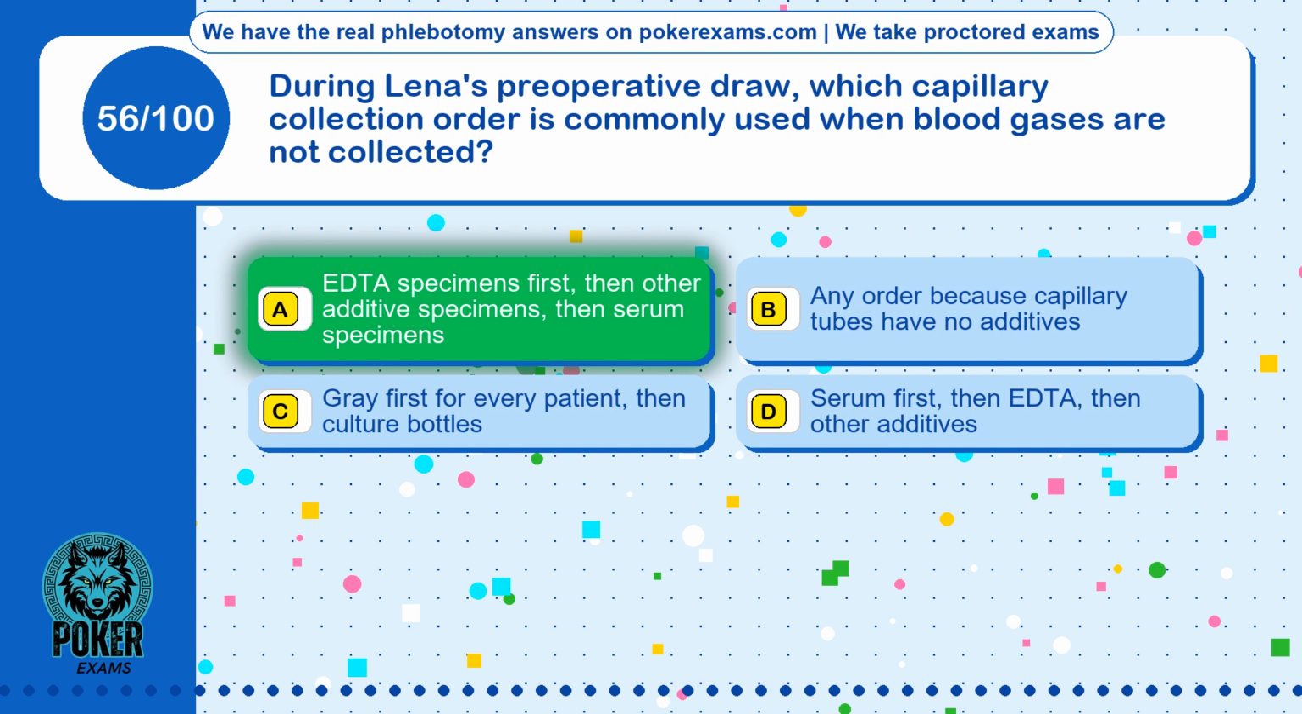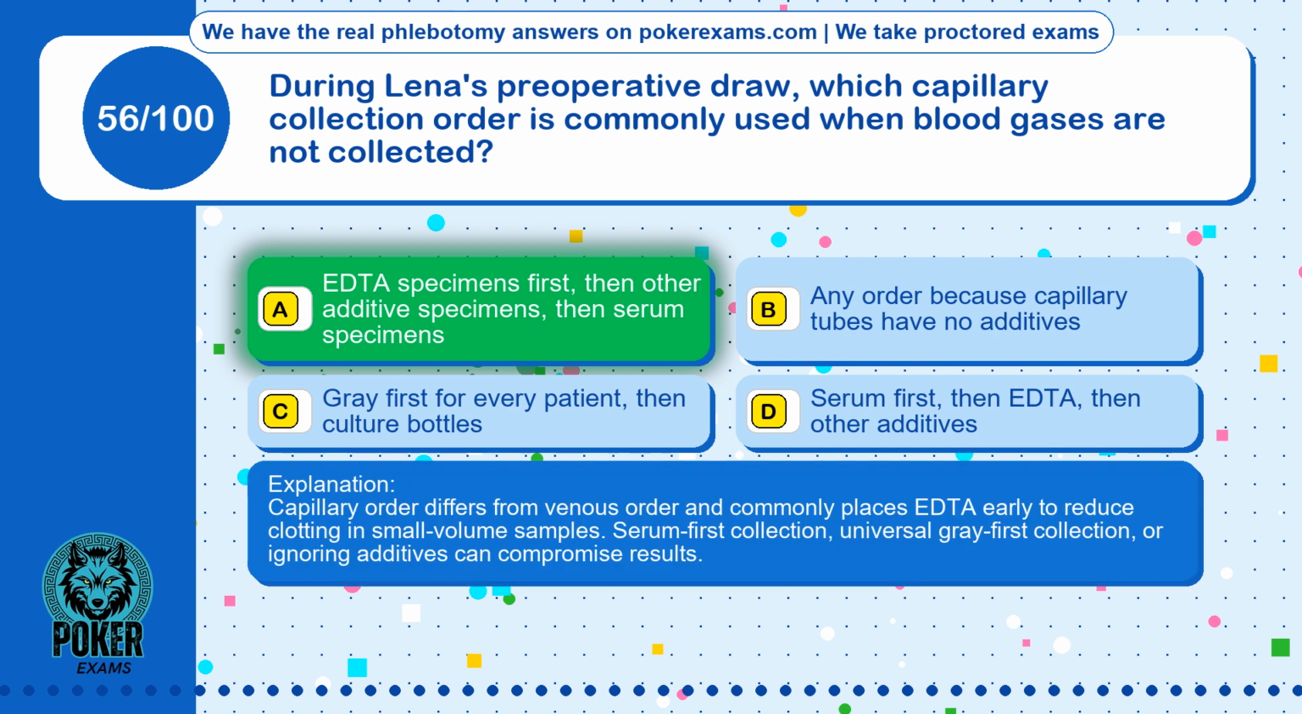The correct answer is option A. EDTA specimens first, then other additive specimens, then serum specimens. Capillary order differs from venous order and commonly places EDTA early to reduce clotting in small volume samples. Serum first collection, universal gray first collection, or ignoring additives can compromise results.